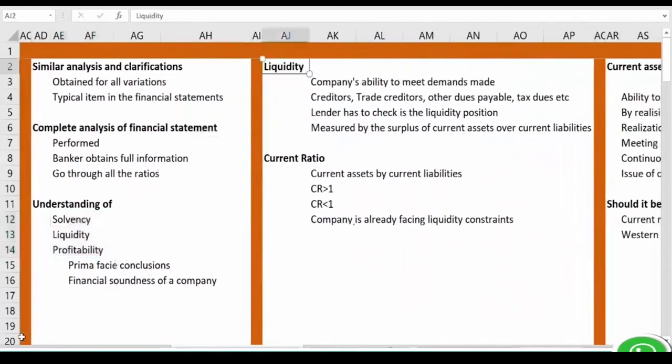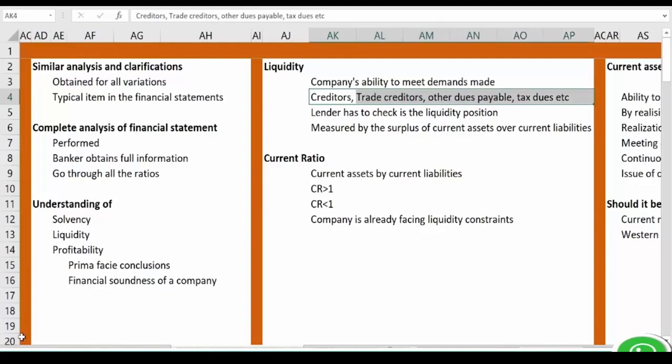Here, let's go a little deeper into liquidity. What is liquidity? Liquidity means the company has the ability to meet demands when they are made. When current liabilities, when suppliers, when employees are going to ask for their due payment, the company is in a position to meet that demand. That's what we say is liquidity. The demand can arise from creditors, trade creditors, other dues payable, tax dues and all.